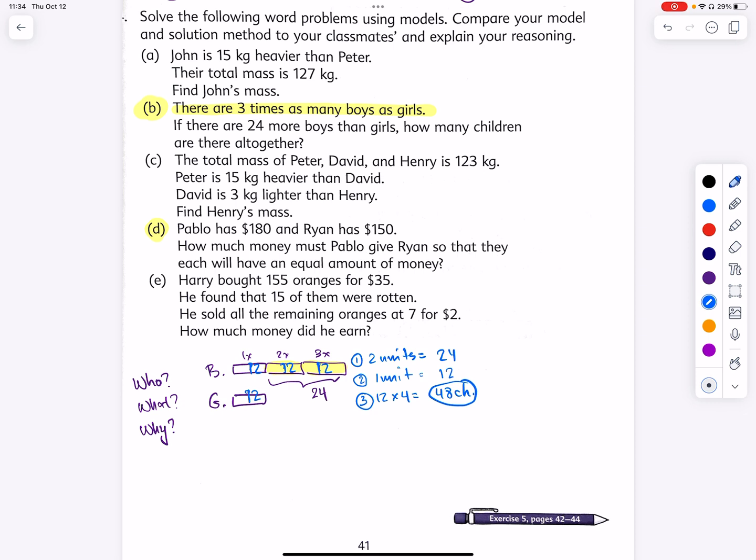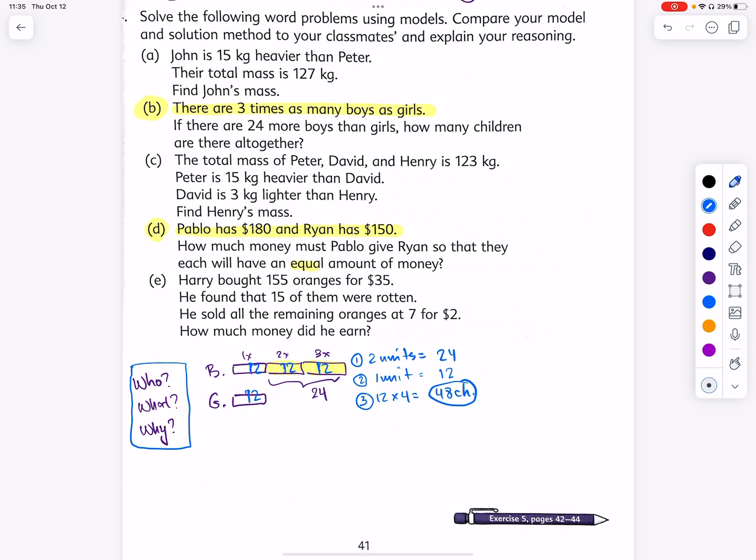So let's read problem D. Pablo has $180 and Ryan has $150. How much money must Pablo give to Ryan so they each have an equal amount? Well, even if it sounds confusing, always start with a picture. First question, remember, these are very important reading comprehension questions. Who is the problem talking about? Pablo and Ryan.